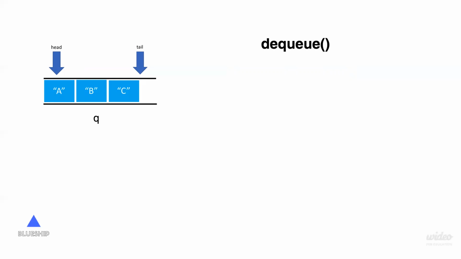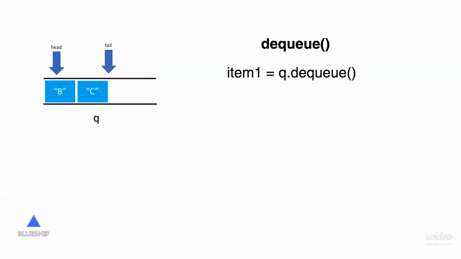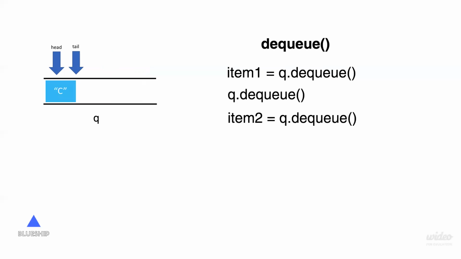Consider our previous example. Our queue contains three elements. Let's dequeue off the first element by saying item1 equals q.dequeue. The first element A is removed from the list and stored in the variable item1. B is now at the head. Let's dequeue the next element. Note that we don't necessarily have to capture the value returned each time unless we want to. Here we just do q.dequeue. Let's dequeue the final element and store it in item 2.